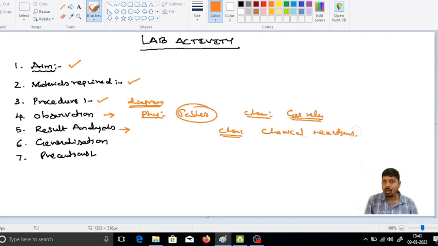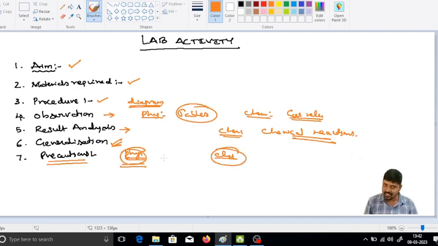Here in the result analysis, especially for chemistry, we are going to use the chemical reactions, if any, involved in the reaction. And generalization is the thing that you are going to conclude. And precautions, if any, we are going to take. In physics, we take the general precaution, that is, measure the distances accurately. In chemistry, you all know, wear gloves before conducting the experiment, and be careful while handling fire and all this. In physics, generally we write measure the distances accurately.